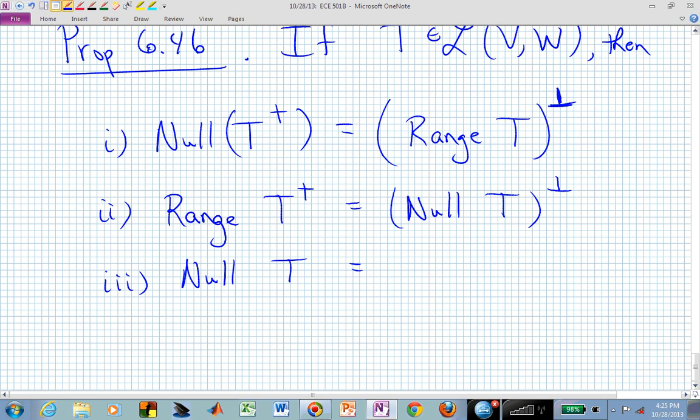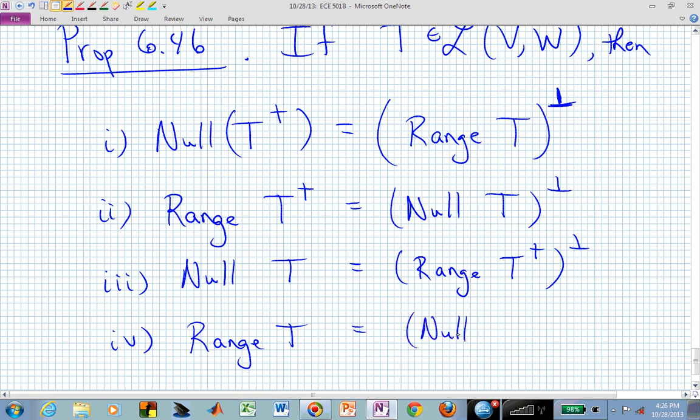If we wanted to look at the null space of T, the vectors in that, that's the same as the range of the adjoint's orthogonal complement. And finally, if we look at the range of T, then that's going to be the same as the null space of the adjoint's orthogonal complement, or the orthogonal complement of the null space of the adjoint. It's a mouthful.